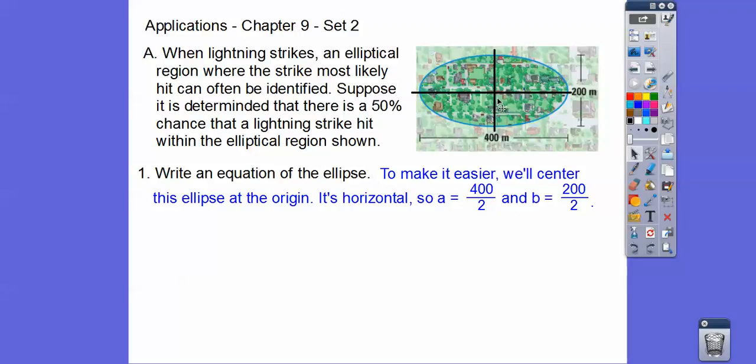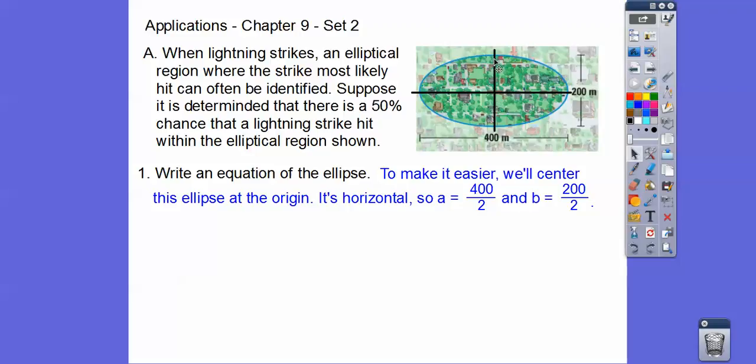We can get equations a lot easier that way. So remember, elliptical equations are x squared over a squared plus y squared over b squared equals 1. Do you remember that? And so our A's and B's are, this is A right here, this length right here. So if it's 400 going across, then this is going to be 200. So A is 200 right here. And then B, this is 200 going down right here. So this is B right here.